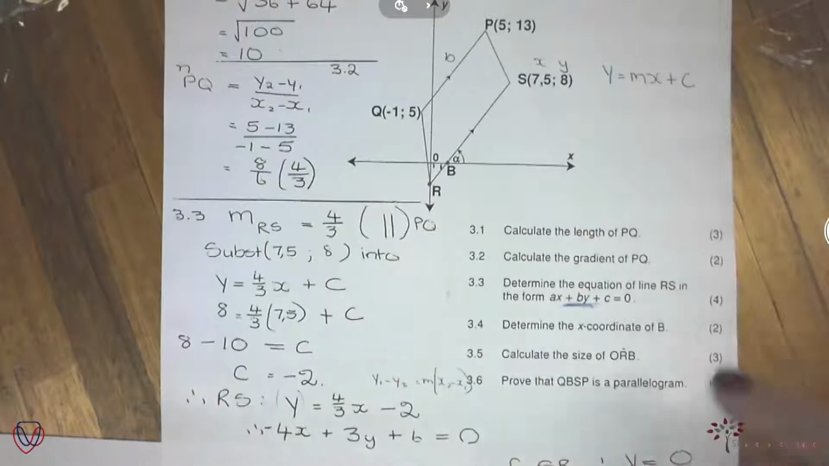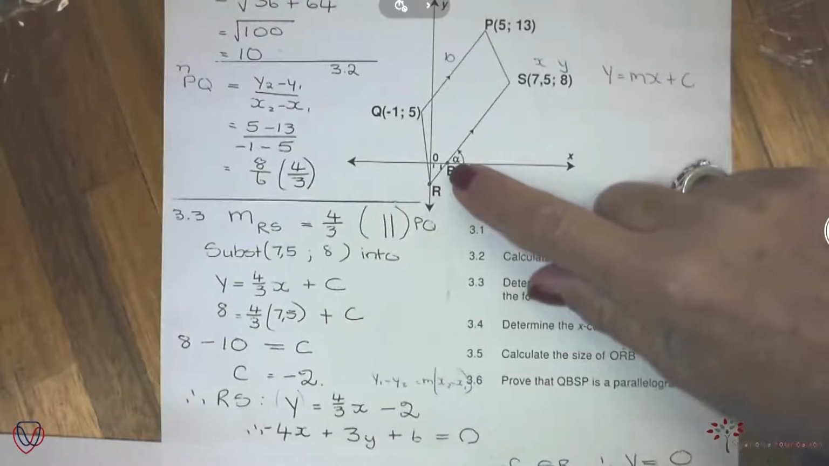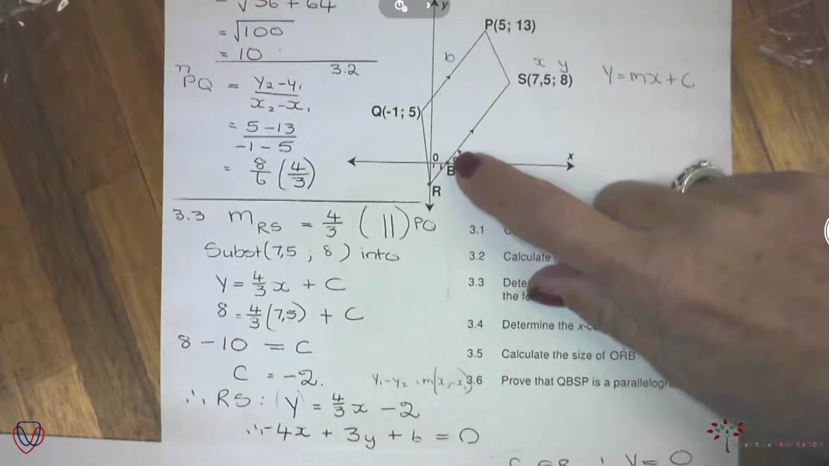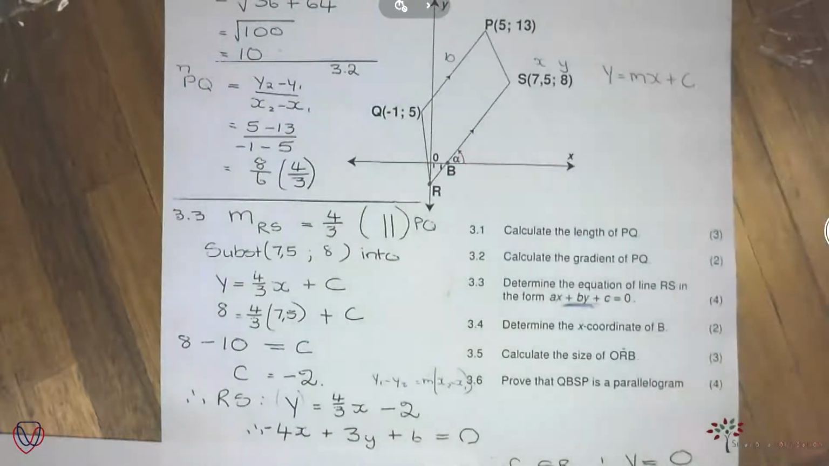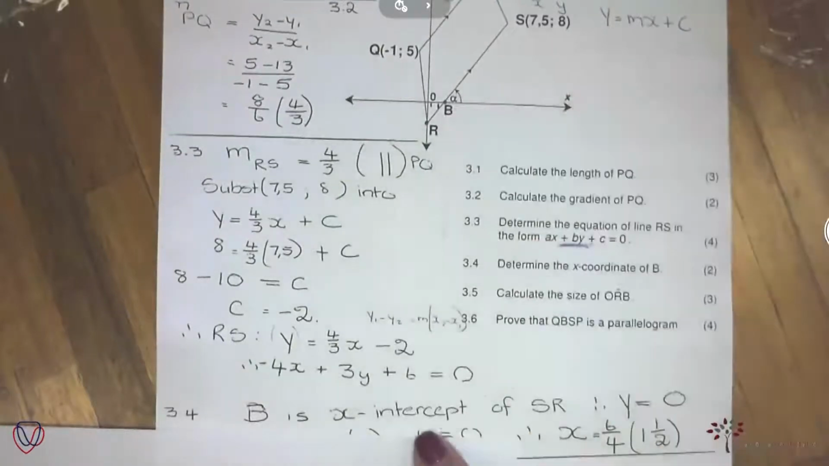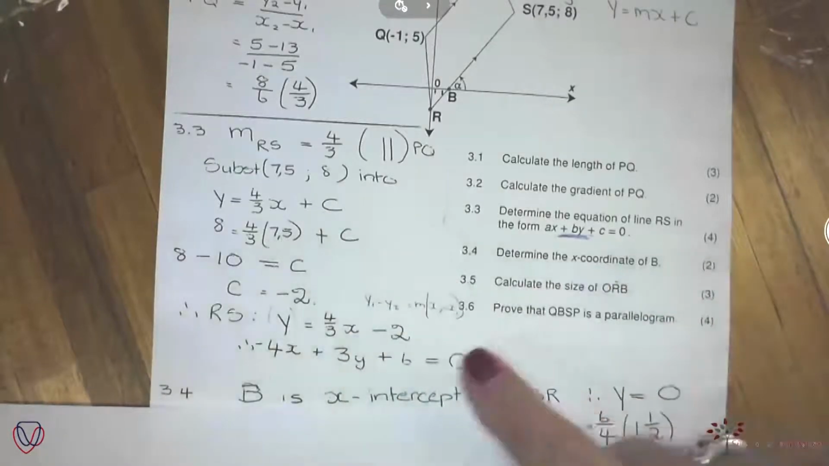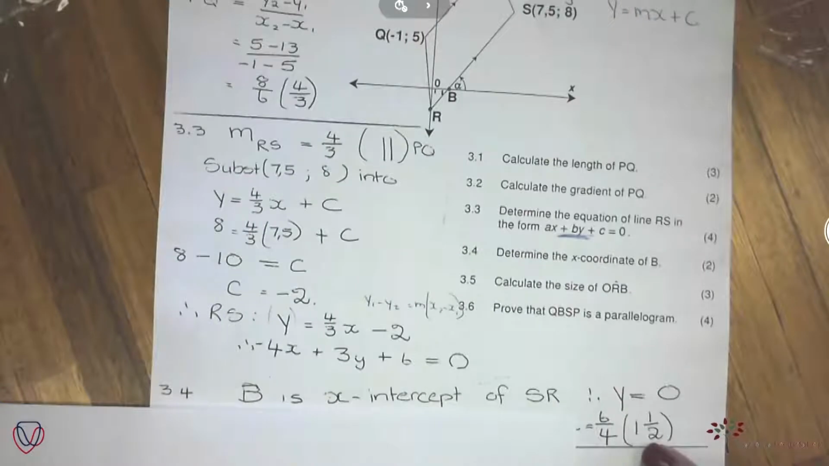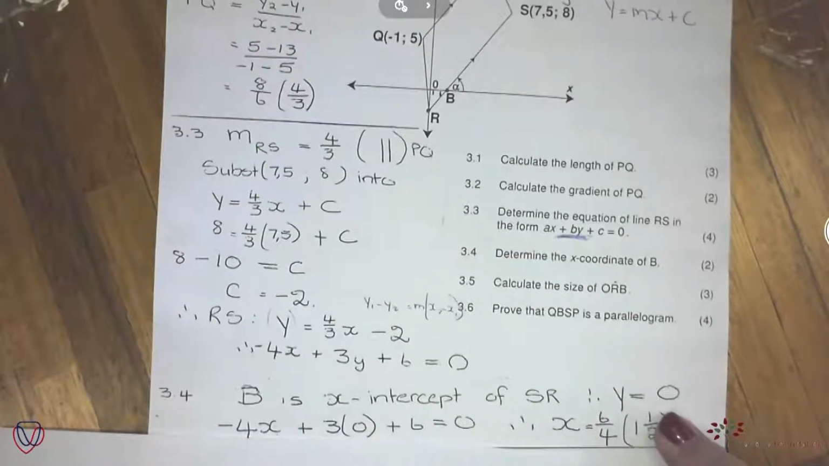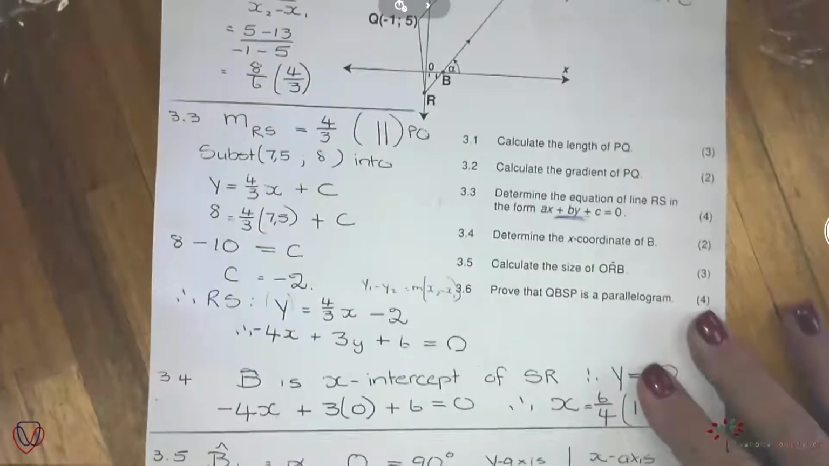Okay. 3.4. Determine the x-coordinate of B. There's B. They said in the sum that the x-coordinate, this is the x-coordinate of SR. They actually gave it to us. So, people, B is the x-intercept of SR, so we are going to make our y 0. So we take our formula, either this one or that one. It's better to take the one without the fraction. So instead of y, we're going to write a 0. 4x plus 3 times 0 plus 6 is 0. Now I've got one variable, so I can solve for x. And that's all I need to do.